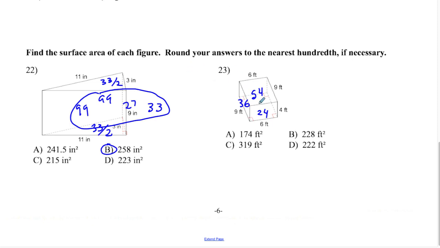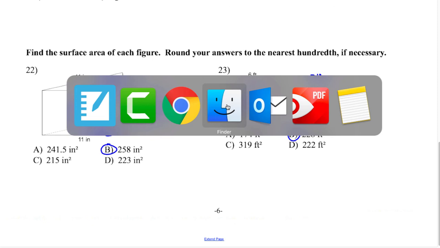So 54 plus 24, that's 78. 78, remember that, and then plus 36, that's going to be 114 times 2 is 228. Correct answer is B. Let me go check the answer for 22, because I'm a little bit not sure about him.